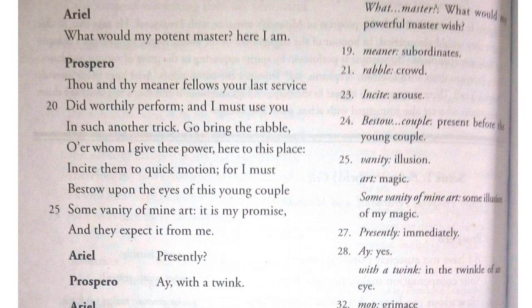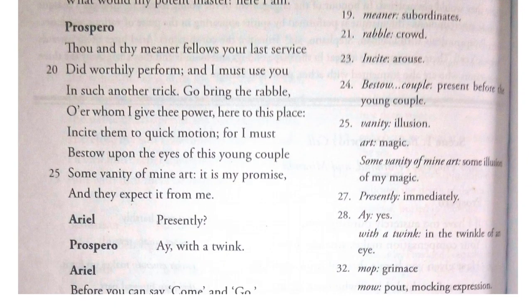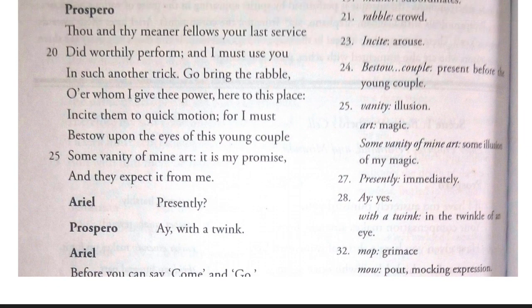You and your companion spirits, you have performed your task really very well, the previous one. What was the previous task? The disappearing banquet and all that happened with the king and the royal party. So that was done by Ariel and of course his other associate spirits. So Prospero is praising him for that. And then he says, and I must use you in such another trick. But now time has come that I have to use you once again. I must use you for performing one more such trick.